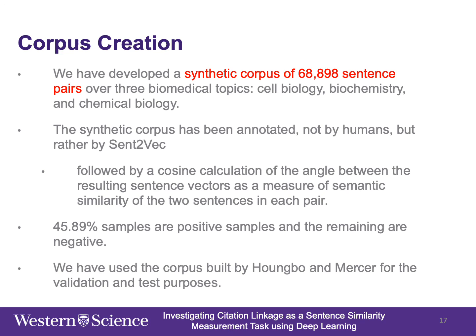Sent2Vec takes both the cited and the citing sentences and generates the sentence vectors. Then we measured the cosine similarity between these sentence vectors, and for different cutoffs we tried to figure out which cutoff is best for annotating the corpus. We found that with the cosine cutoff 0.57 we got the best result, and with that cutoff we built a corpus with 45.89% positive samples. For the validation and test purpose, we used the human annotated corpus created by Hongbo.